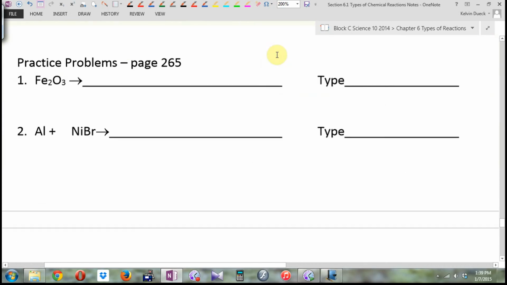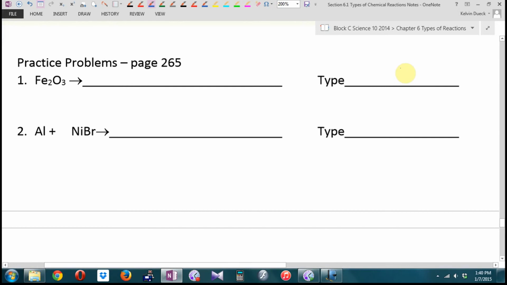I took the practice problems from page 265 and I typed them up here. So what you're going to do is predict the product and come up with the type. Now, how do you predict the product? Honestly, figure out the type first.